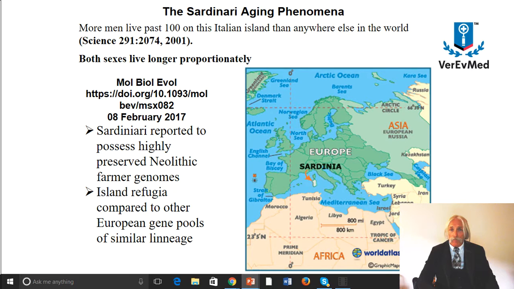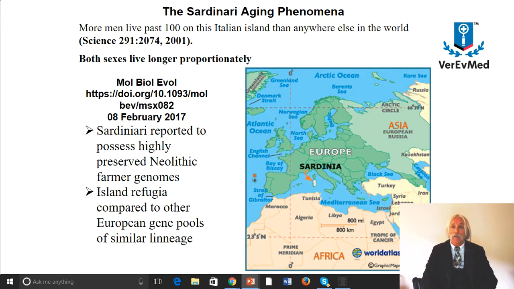So let's jump forward now. Here's a paper published just last month in Molecular Biology and Evolution, and that's open access, by the way, if you want to take a look at this paper. And I'm just doing a real brief summary of it. But what it says is that the Sardiniari are reported to possess the highest preserved Neolithic farmer genome.